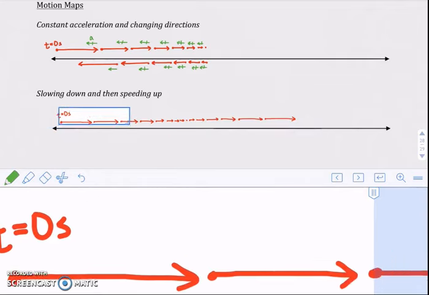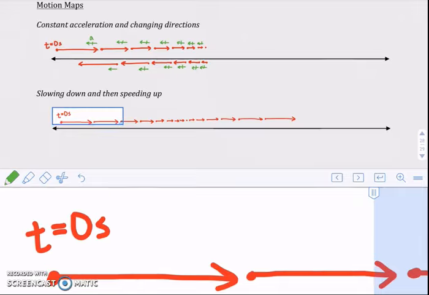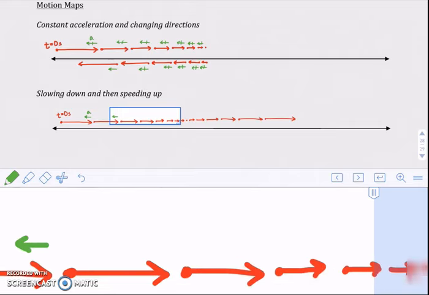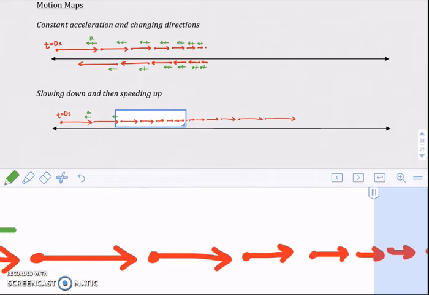If I'm slowing down, my acceleration vector must be working against my velocity vector. So just like before, let's draw it shorter this time, and we'll label it acceleration. We have an acceleration vector going to the left. It's going against the velocity vectors in order to slow it down. So we're slowing down, going slower and slower and slower. And we're going to say this is a constant acceleration.